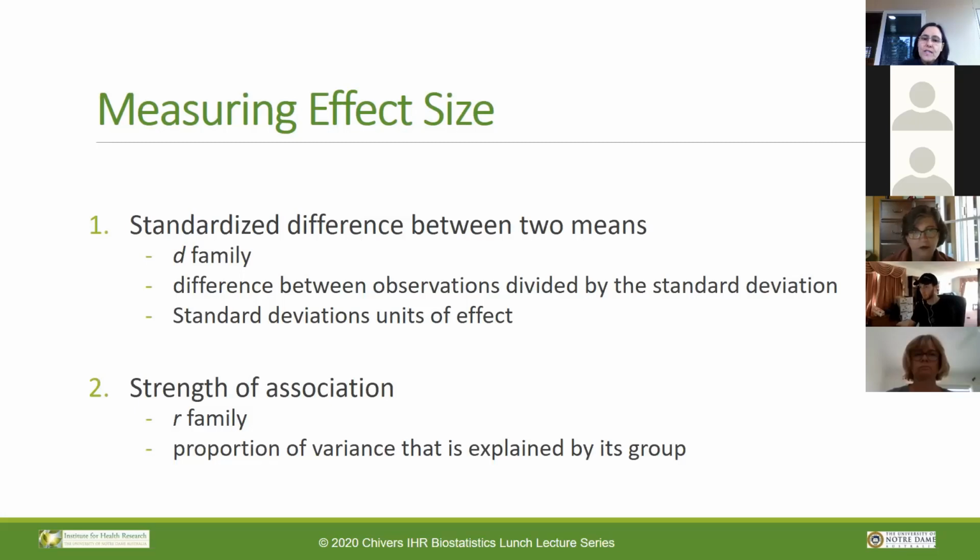Whereas the strength of association, as I mentioned previously, is really based on correlation, so the R family. And it's looking at proportions of variance that is explained by the groups. So we're looking at the R squared and the percentage variance explained, which we cover when we talk about correlation.